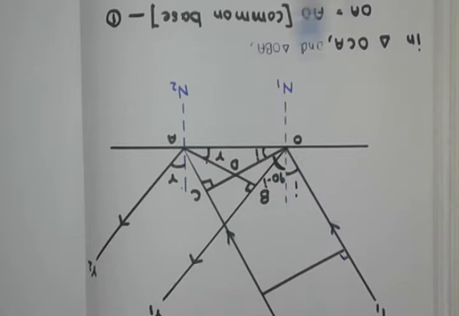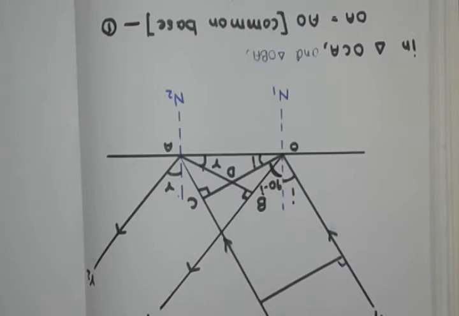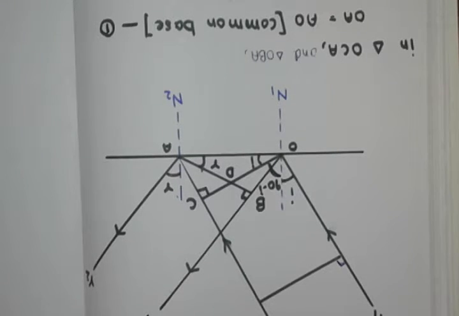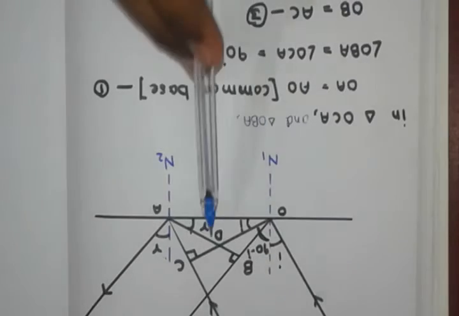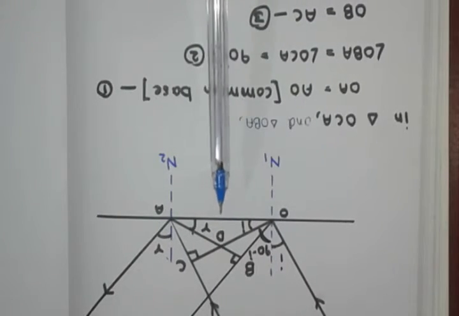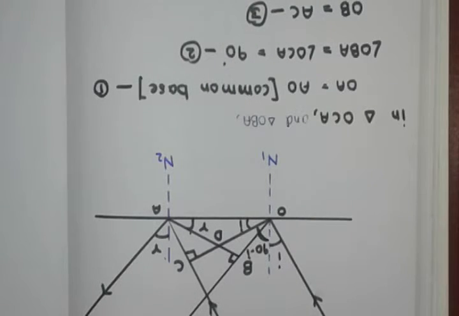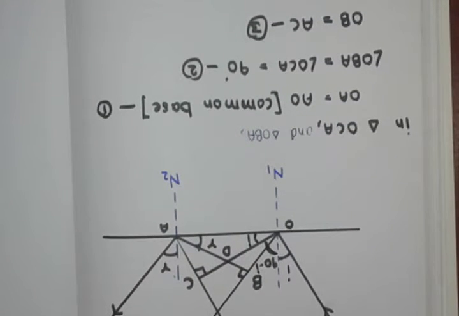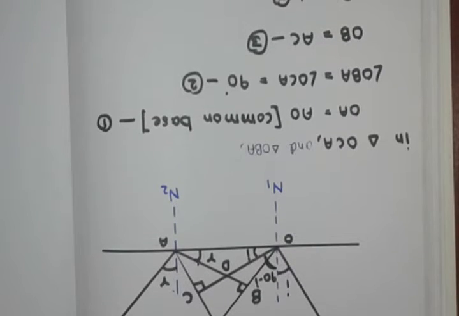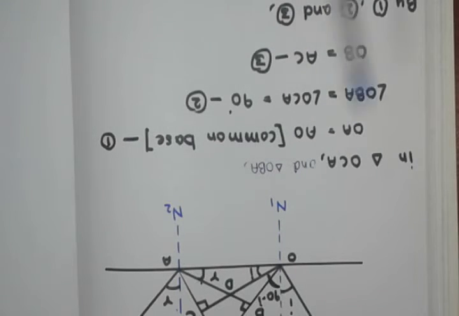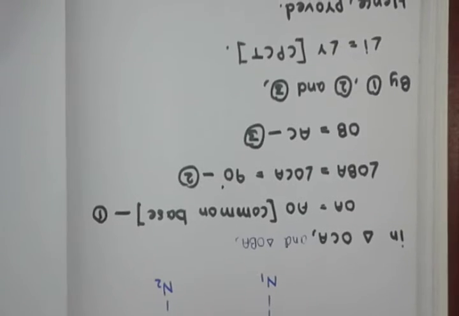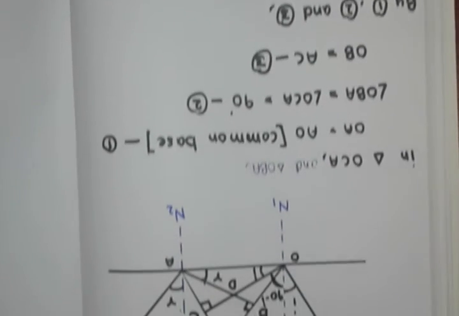Let's see. In triangles OCA and OBA, what we observe is that OA is a common base. Okay, cool. And we also observe that angle OBA is equal to angle OCA, which is equal to 90 degrees, and OB is equal to AC. So by the SAS congruency condition, these two triangles are congruent, and by the rule of corresponding parts of congruent triangles, we can clearly say that angle of incidence is equal to angle of reflection.